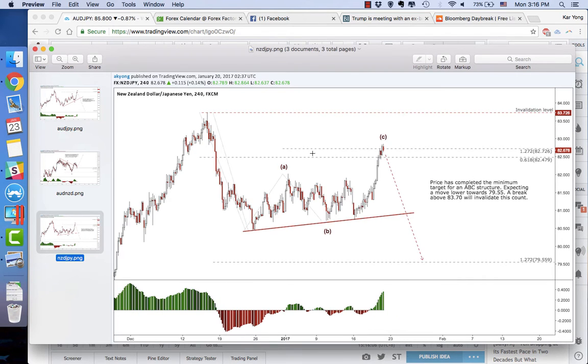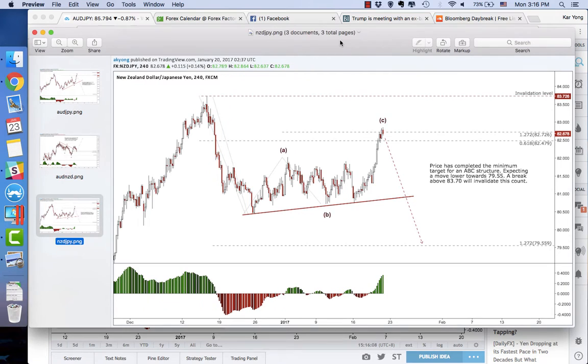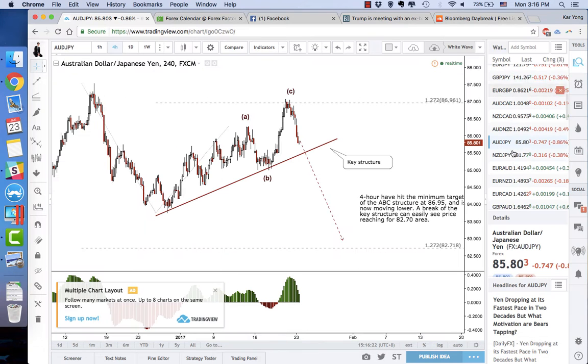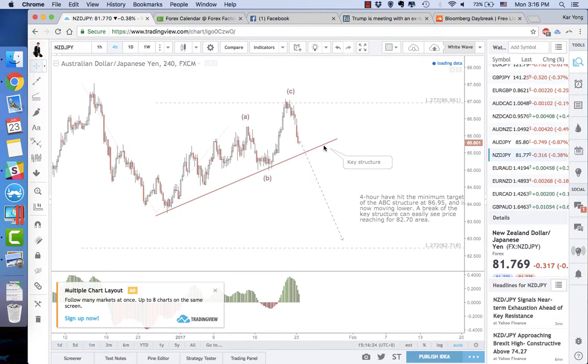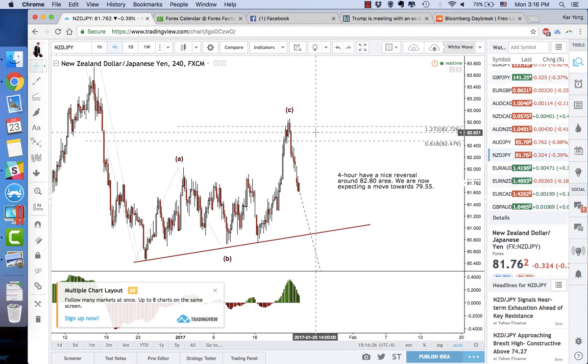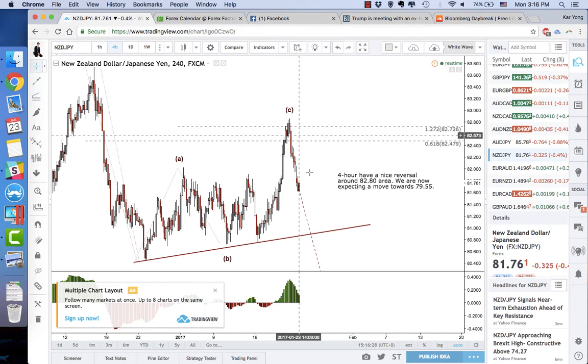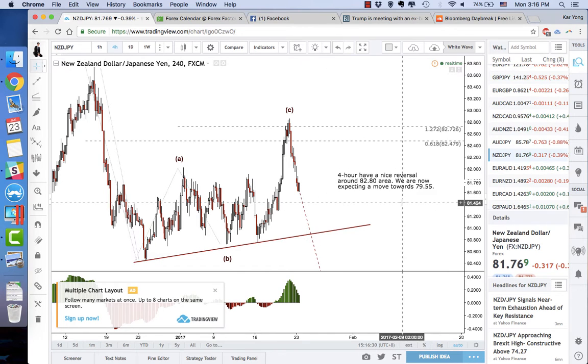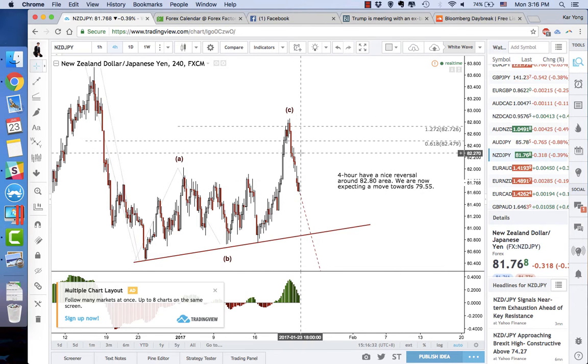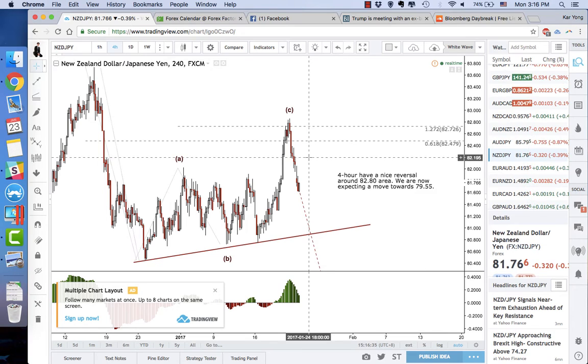The other trade that we shared and took is the Kiwi Yen. Very similar to Aussie Yen, we shared that price also hit the minimum target of the ABC structure around 82.7, and we expect it to move lower from there. You can see from today in Kiwi Yen another very nice drop from 82.7 all the way to where it is now, trading at 81.75. Another 100 pips drop from Kiwi Yen.